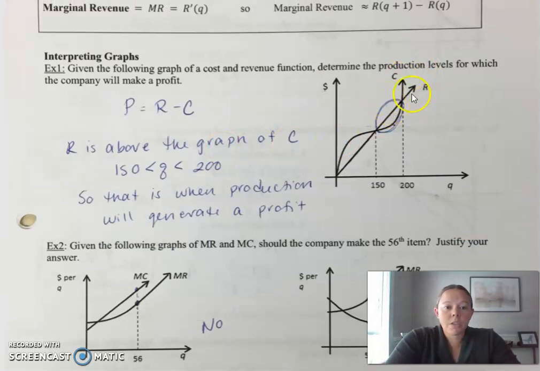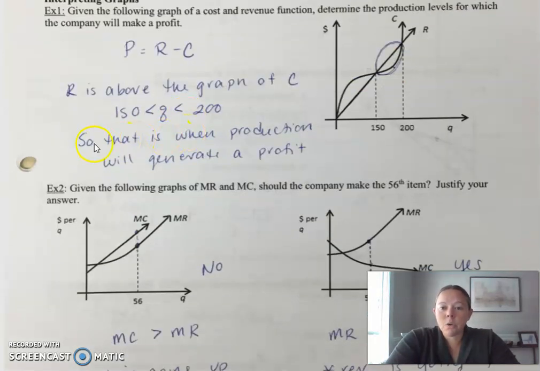So looking at the cost and revenue graphs, you can see in this area right here, that is when your revenue is greater than your cost. That's when you're actually earning a profit. At these 2 points is when your profit is 0. You're not losing money, but you're not earning any money. Okay, so it's when you generate a profit.